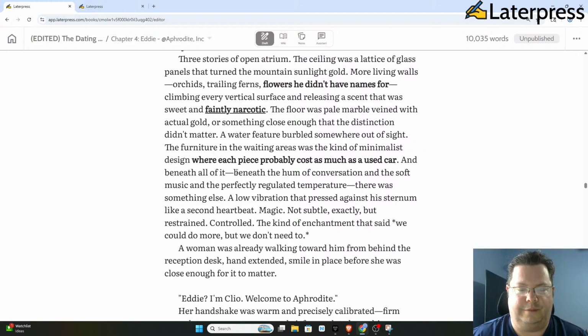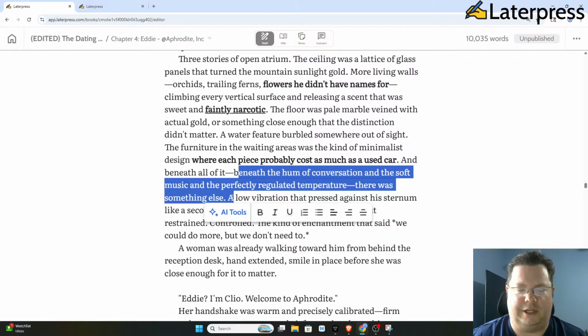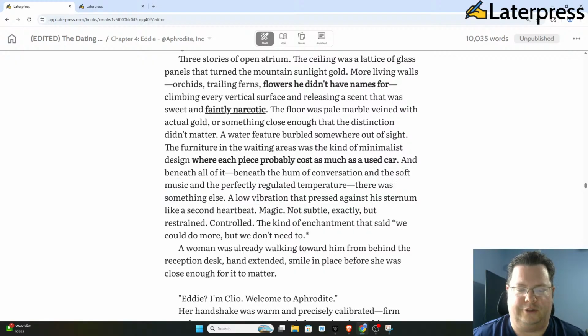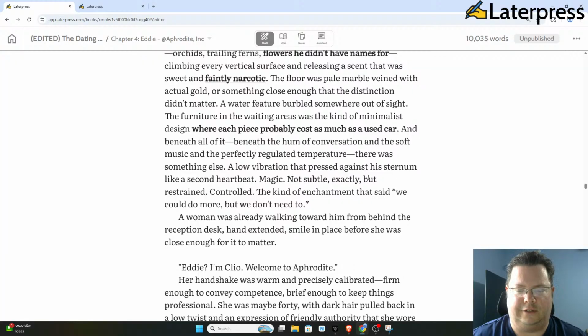And beneath all of it, beneath the hum of conversation and the soft music and the perfectly regulated temperature, there was something else. A low vibration that pressed against his sternum like a second heartbeat. Magic. Not subtle exactly, but restrained, controlled. The kind of enchantment that said we could do more, but we don't really need to.